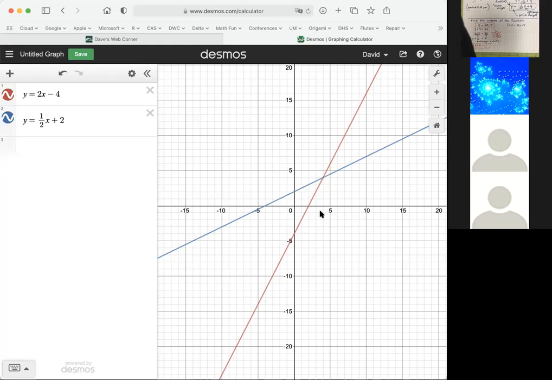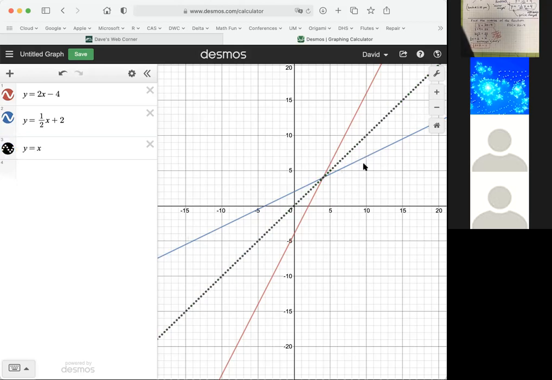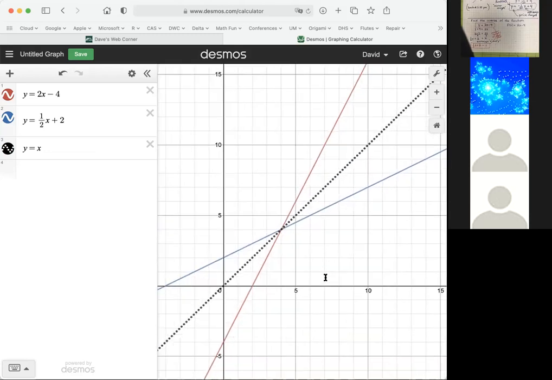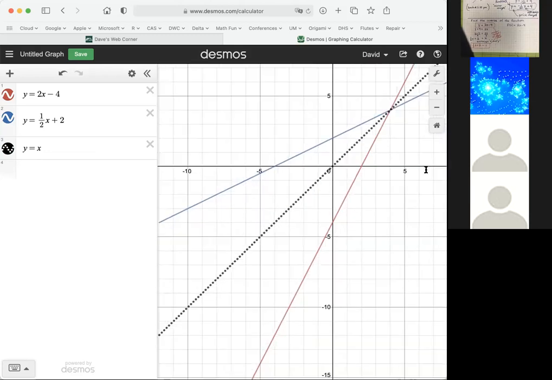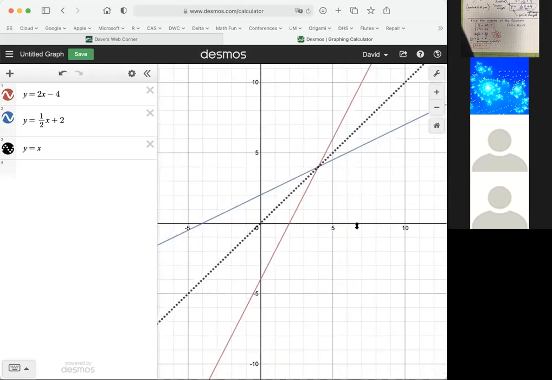Are those functions mirror images of each other? Let me add the mirror, then it's easier to see. Let's add the mirror with black dotted lines. And then we can zoom in a little bit if you like. Yeah, that red and blue line are mirror images of each other, no matter how far you look. If the blue line goes through 0 and 2, the red line goes through 2 and 0.